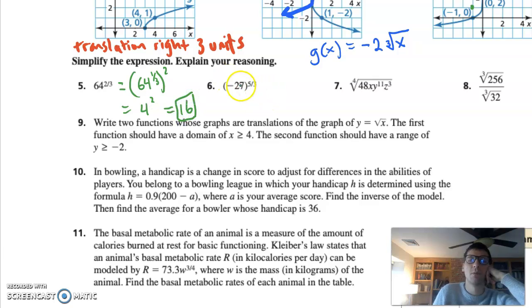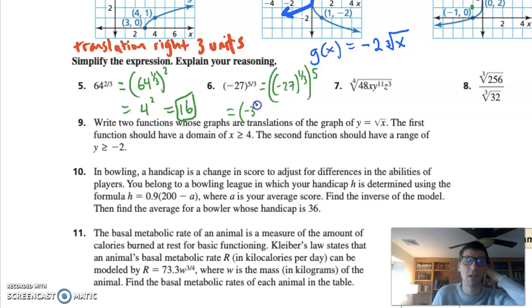Okay. Once again here, 27 and negative 27 are perfect cubes. So I could attack it this way. It doesn't say no calculator on these, which is a little silly, I guess. But I would get negative 3 to the 5th, because the cube root of negative 27 is negative 3. So that'll give me negative 3, positive 9, negative 27, positive 81, negative 243.